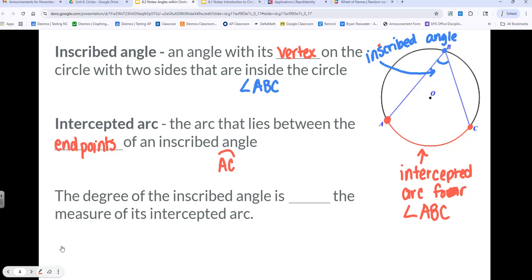Okay, and so these are different than your central angles. Central angles are going to be your easier ones because central angles just equal the measure of the arc, right? It's just equal. The degree of the inscribed angle is half the measure of its intercepted arc. Okay, everybody good there?